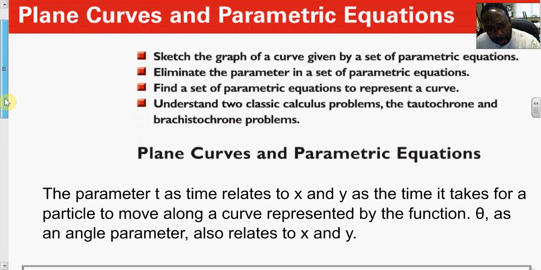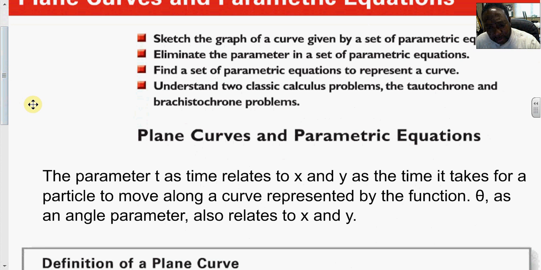So a parameter t is said to be a quantity of time. And how does time relate to a function y equal to f of x, where x and y are somehow related to the time? Well, obviously, if there's a particle in space that's moving, we can calculate the velocity of that particle in terms of x and y relative to the time.